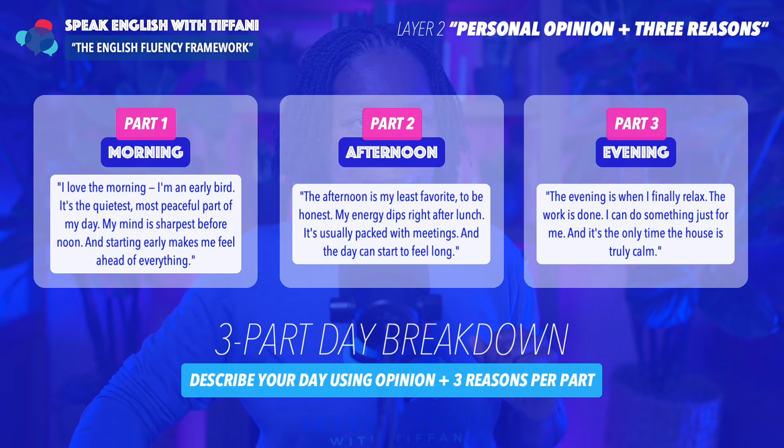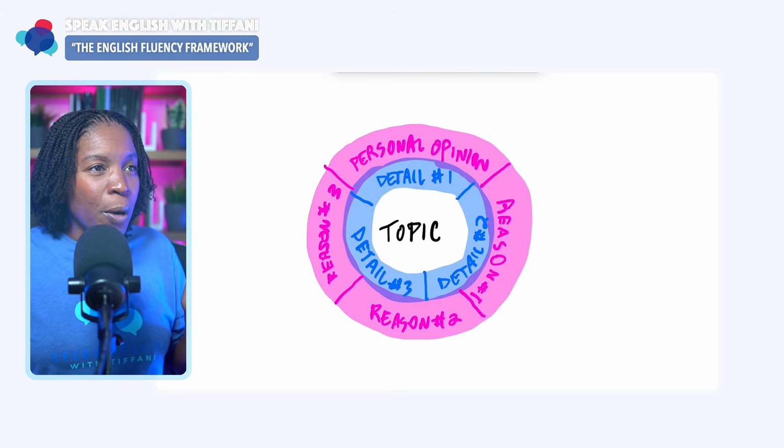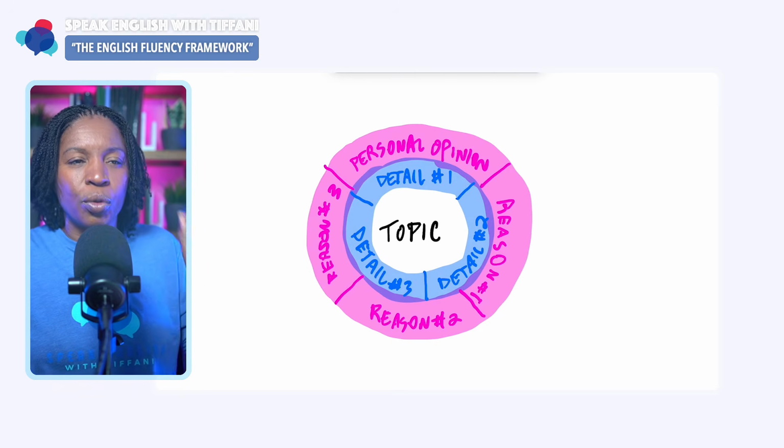What about the evening? The evening is when I finally relax. Opinion. The work is done. Reason. I can do something just for me. Reason. And it's the only time the house is truly calm. Reason. Layer 2 is all about giving your opinion and then supporting it with 3 reasons.